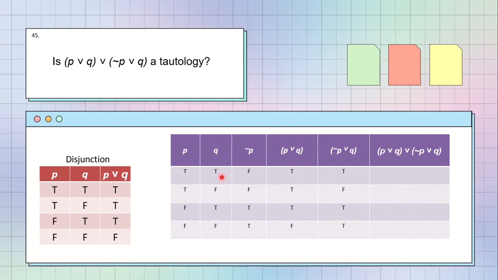So here again, disjunction, we will be using disjunction again. This symbol is disjunction. So we'll be getting the disjunction of this and this. So the values are true, true, true, and true. So as we can see, this third example is also a tautology.